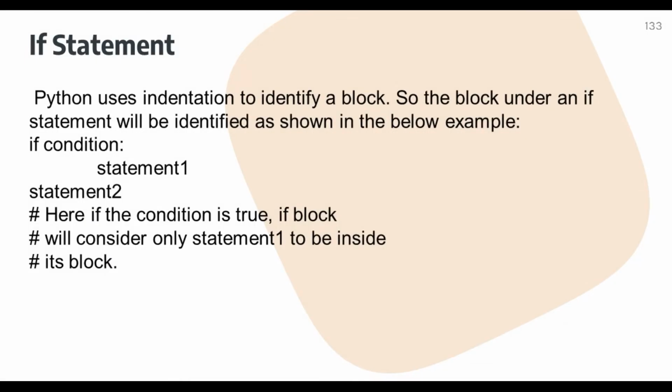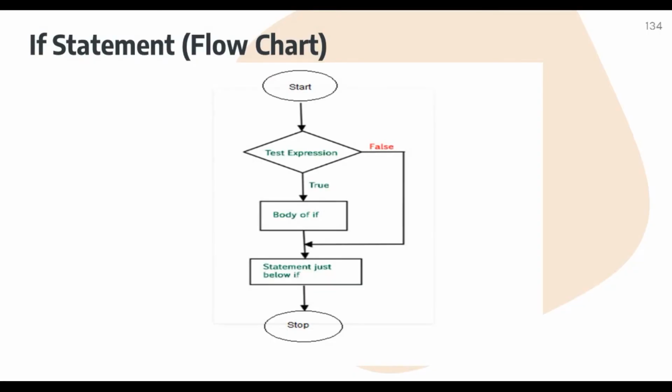Now we can understand this particular thing by flowchart. A flowchart is a special type of diagram. Here we start the program, then the test expression, may be a greater than b, whatever. If it is true, the body of if will execute, otherwise, if false, it will directly pass the programming pointer, the flow of the program, to the statement just below the if, and stop.